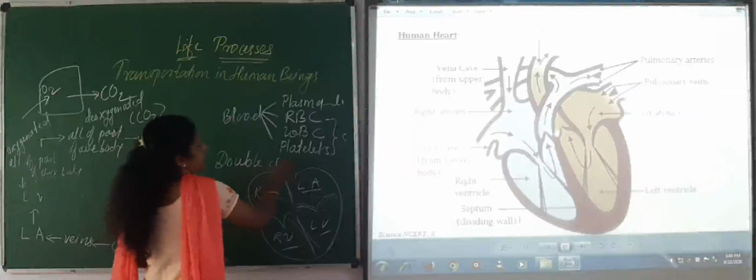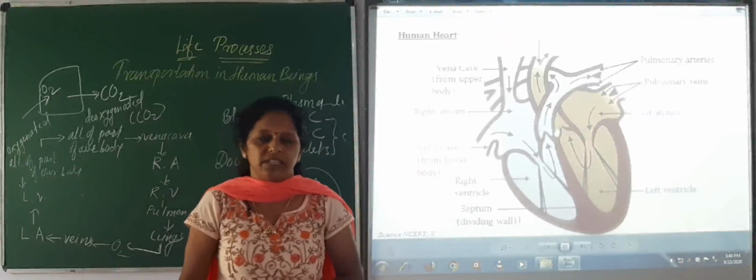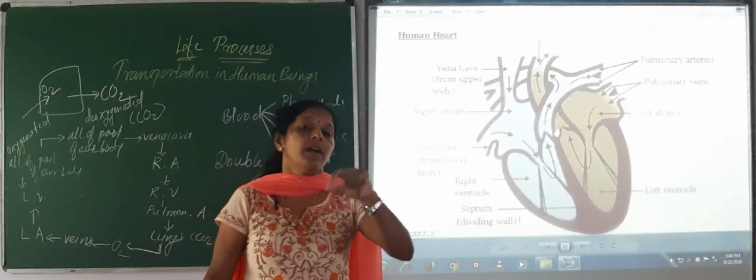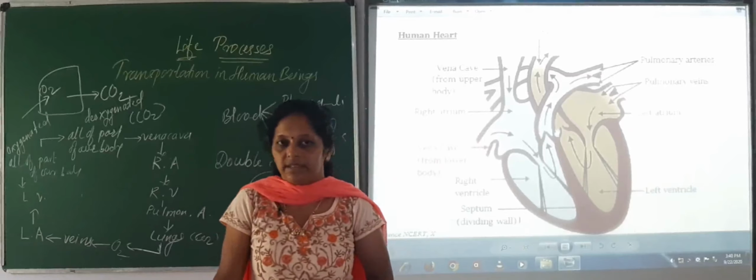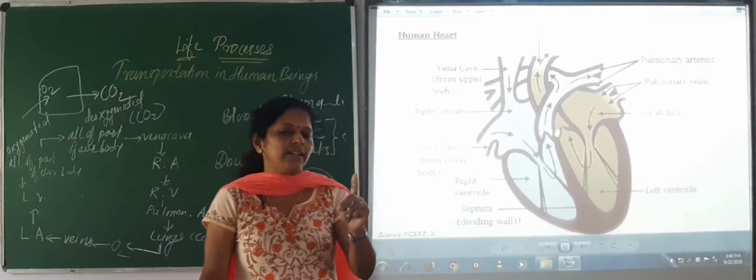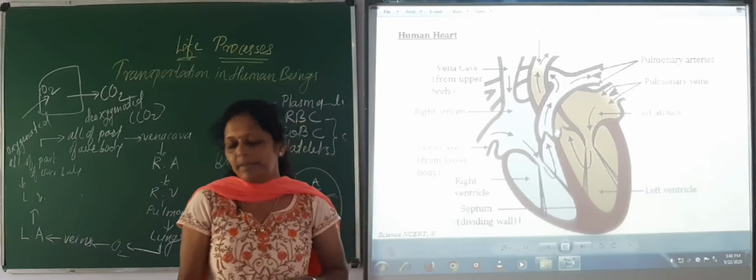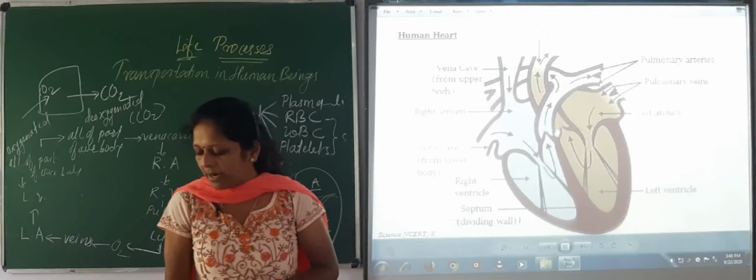In the double circulation, there is a pulmonary circulation and systemic circulation. Two times the blood is flowing through the heart, which means there is a double circulation. What is double circulation? In that, two times means pulmonary circulation and another one, systemic circulation. In pulmonary circulation, deoxygenated blood is there.